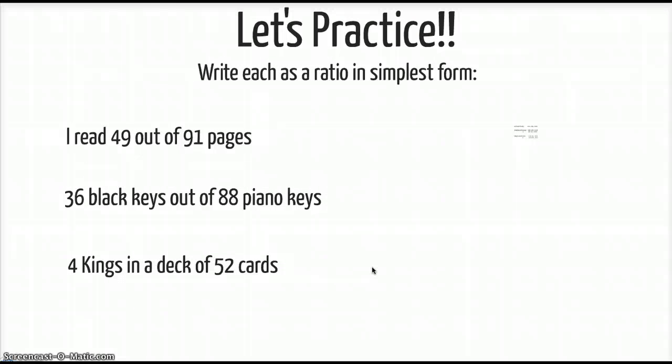Let's practice. Write each ratio in simplest form. I want you to get a separate piece of paper and write these 3 ratios in simplest form. I read 49 out of 91 pages. There are 36 black keys out of 88 piano keys. There are 4 kings in a deck of 52 cards.